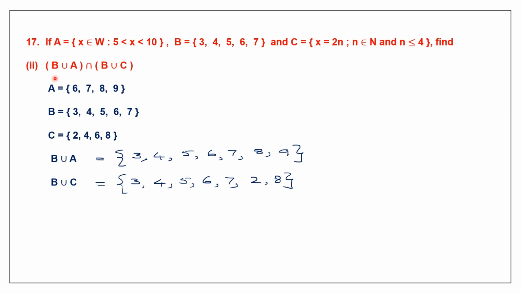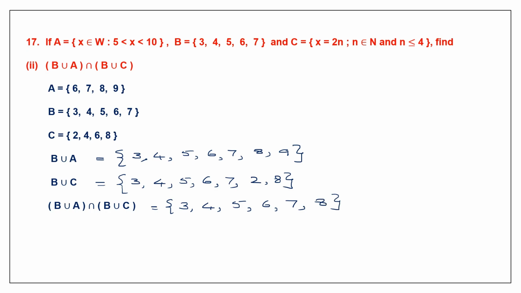Now we have to find B union A intersection B union C. That is, these two sets, the intersection of those two sets. So that means what is common? So let's look at B union A, 3, 4, 5, 6, 7, 8, 9. B union C is 2, 3, 4, 5, 6, 7, 8. So what is common? 3 is common. Let's begin with that. So let's write 3. Then 4 is common. 5 is common. 6 is common. 7 and 8.